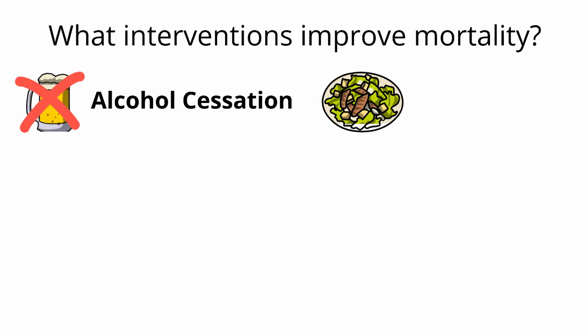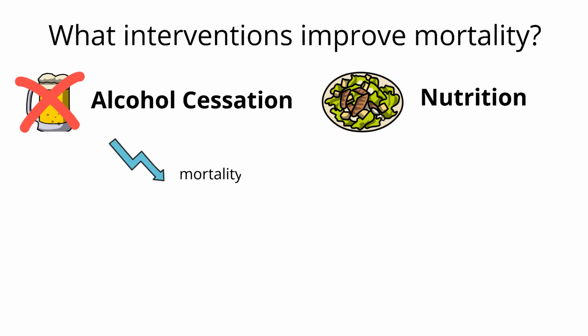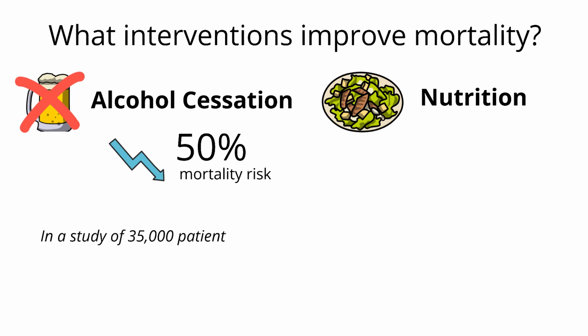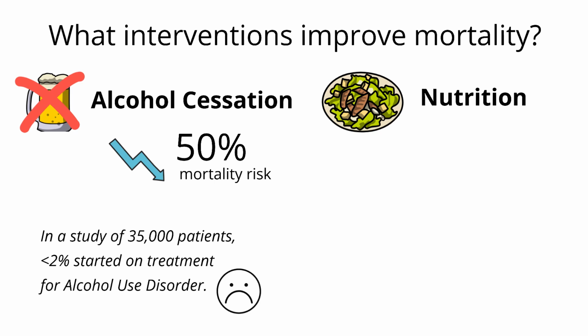These include alcohol cessation and nutrition. After an episode of alcohol-associated hepatitis, abstinence from alcohol positively impacts long-term survival. It can reduce mortality risk by close to 50%. That's huge. During hospitalization is a good opportunity to discuss abstinence. In fact, a recent study of 35,000 patients with alcohol-associated liver disease found that less than 2% were started on medical therapy for alcohol use disorder.